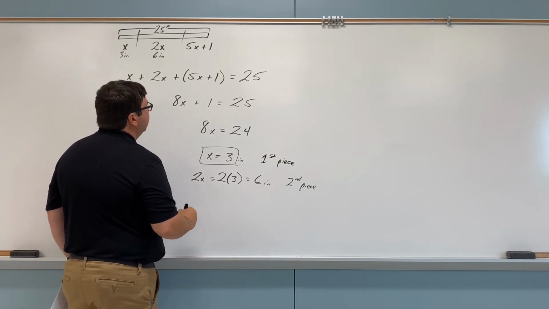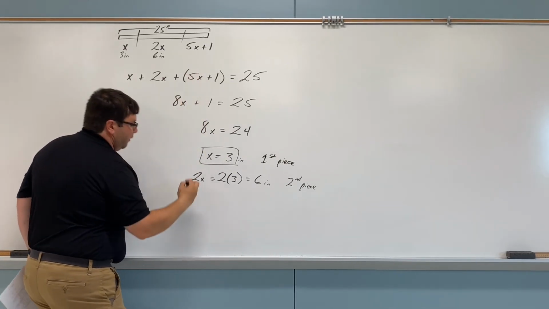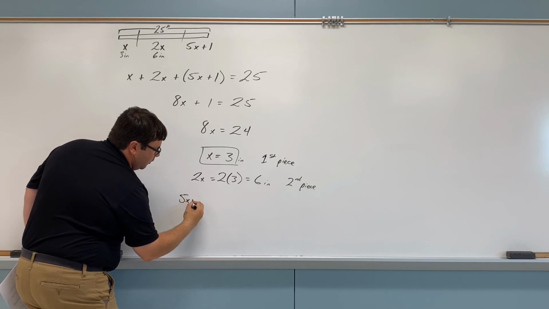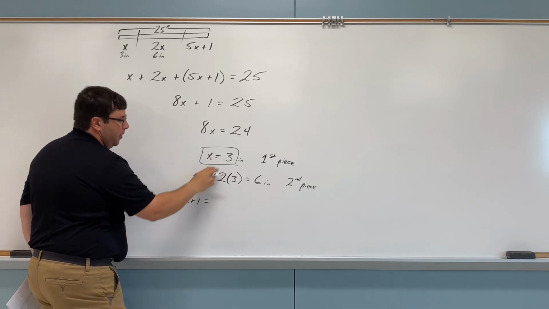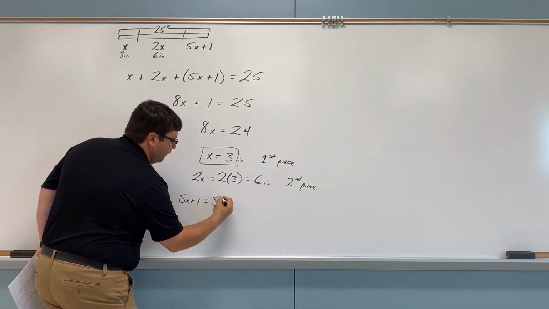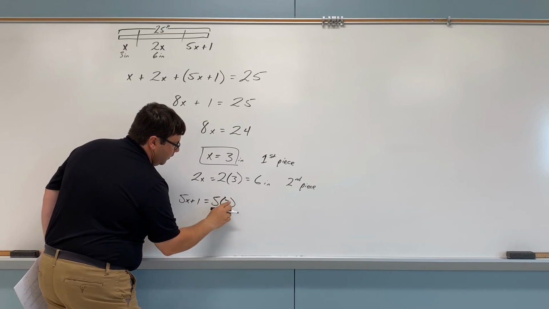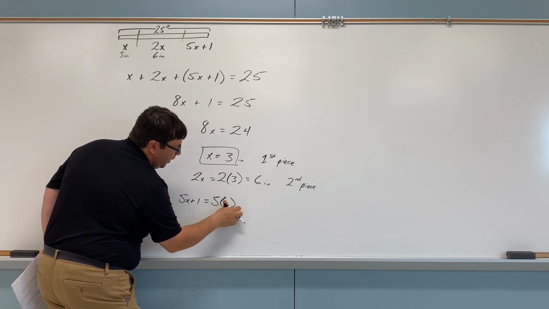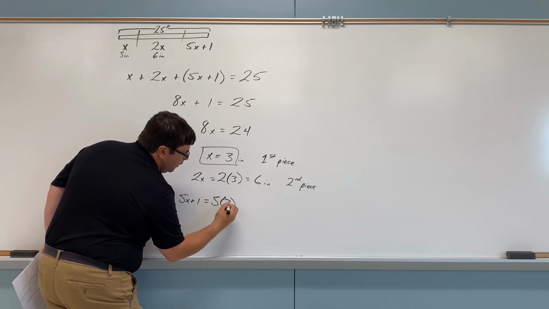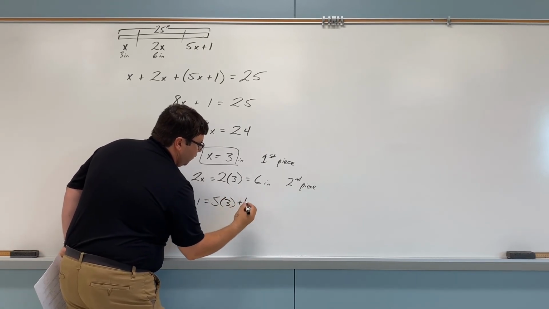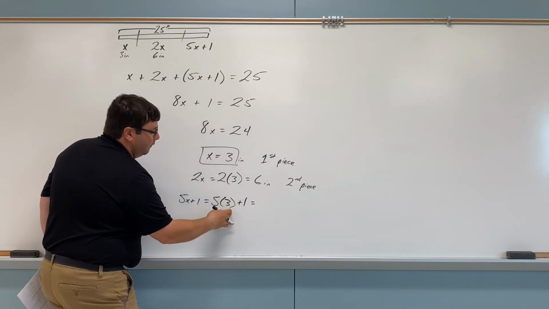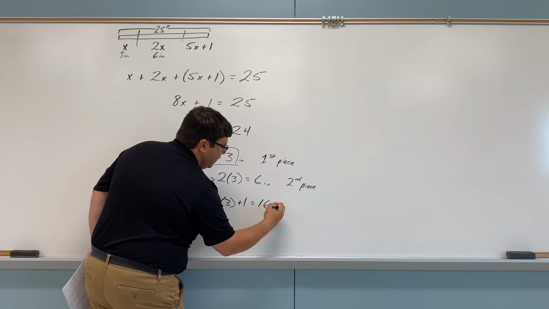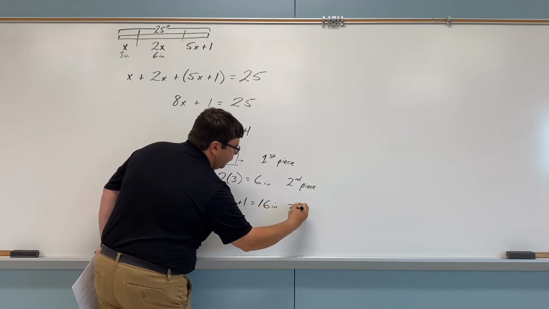Now we need our third piece. Our third piece is 5x plus 1. Remember, x is 3, so that's 5 times 3. That is a 3. I will rewrite that. Plus 1. 5 times 3 is 15, plus 1 is 16 inches, and that is your third piece.